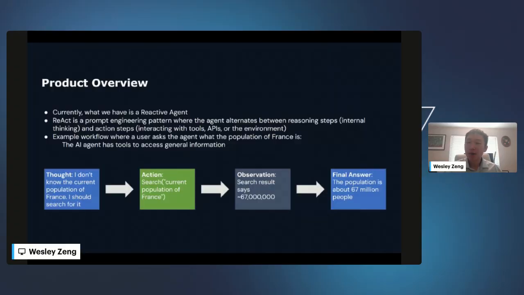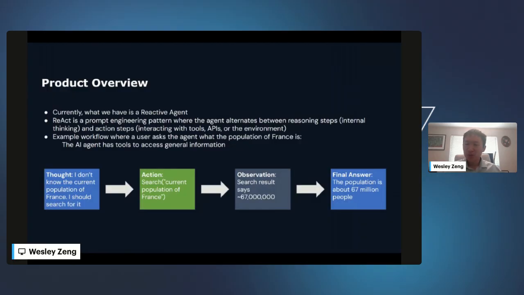So let's get into our product overview on what we've developed so far. Currently, what we have is a reactive agent. ReAct, which stands for reasoning and act, not to be confused with the popular front-end JavaScript library, is a prompt engineering pattern where the agent alternates between reasoning steps and action steps. Reasoning steps are where the LLM is thinking and deciding on what to do next, and the action steps are where the LLM decides to actually carry out the plans that it makes during the internal thinking step.